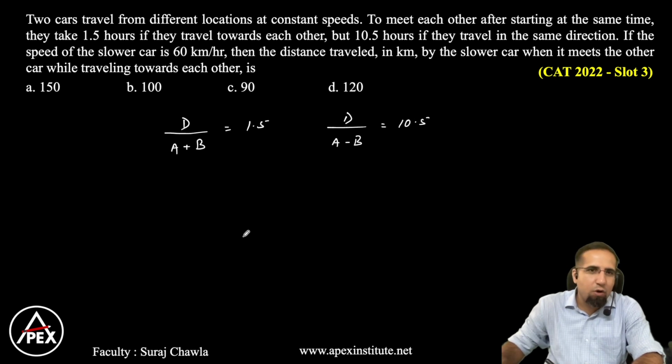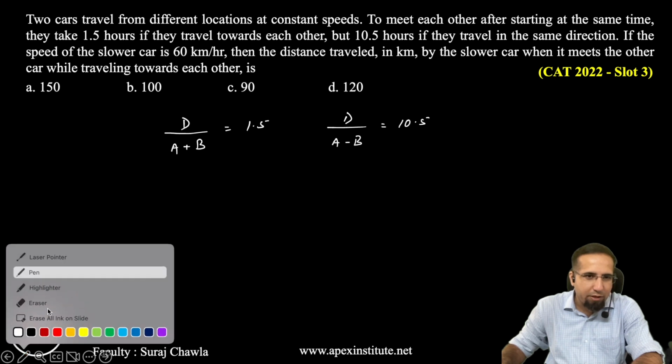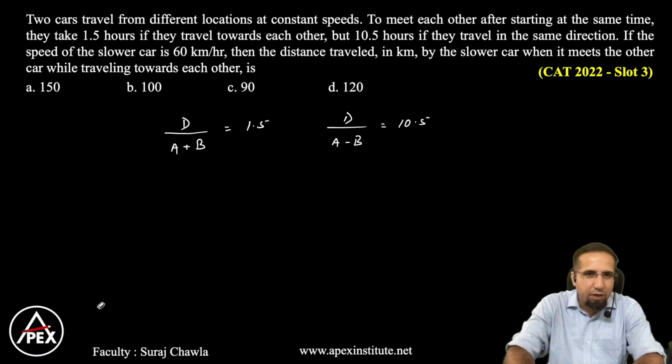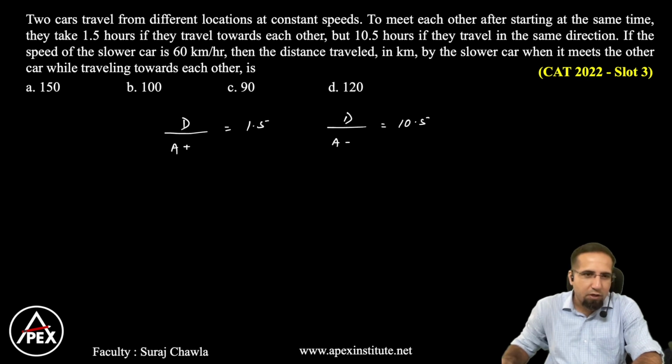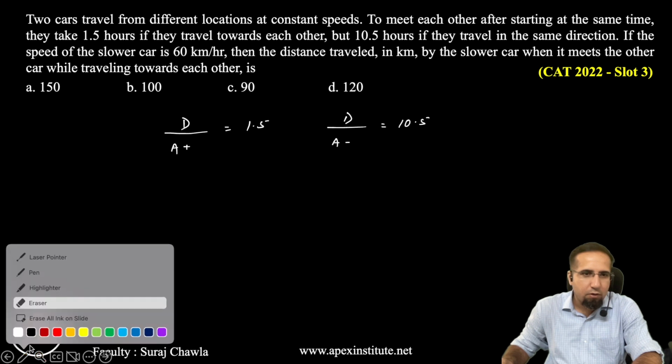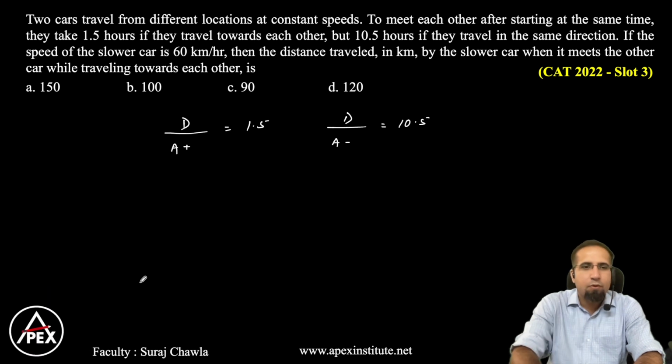Now the speed of the slower car is 60 kilometers an hour. So we are already given the speed of the slower car. So let's try to apply that. So speed of the slower car, let me assume that is B here. So we'll consider the speed of the slower car to be 60. So what do we have here? So we have A plus 60 and we have A minus 60. Okay. Is equal to this.